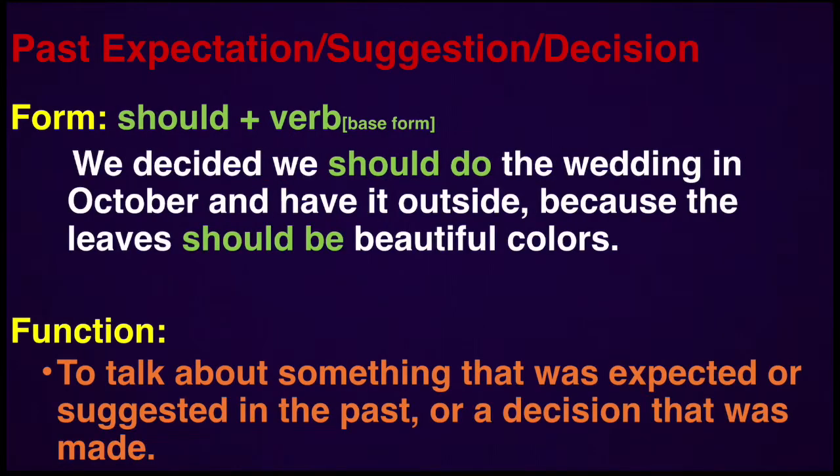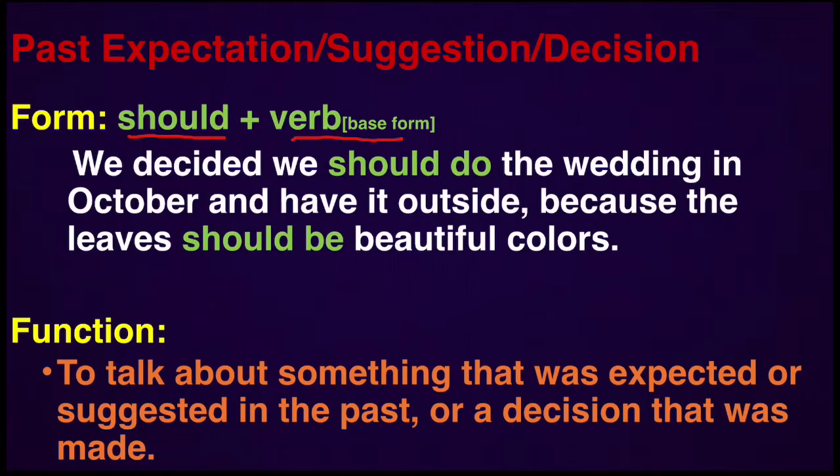Now here's a fun one because it can do a few different things, and that's the modal should. So should plus the base form of the verb. We can use should to talk about past expectation, past suggestion, or past decision. For example, we decided we should do the wedding in October and have it outside because the leaves should be beautiful colors. So you can see I used should twice here for a little bit different reasons.